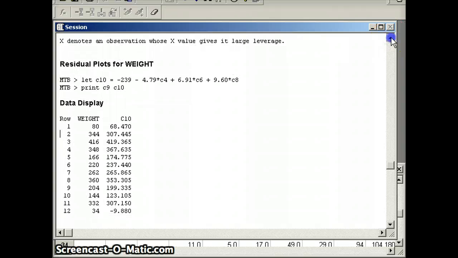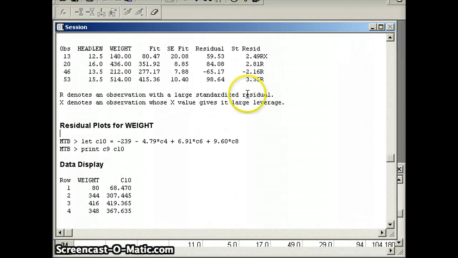Again, though, the earlier input gave us the information where the things were quite a bit off. So observation 13, observation 20, 46, and 53 were problems that we were indeed quite a bit further off than what we expected.